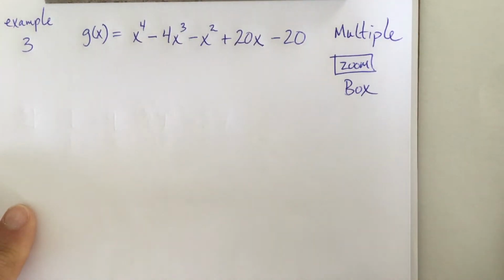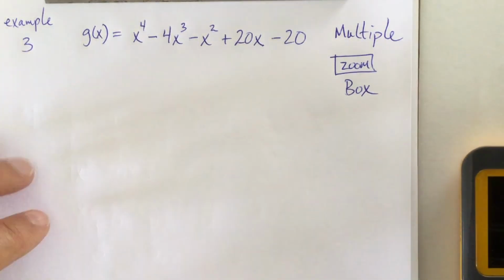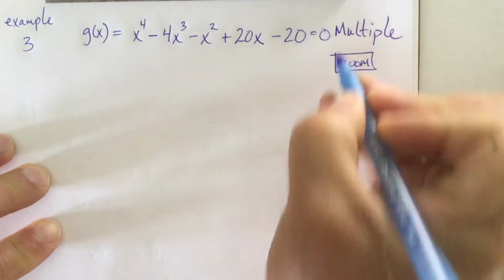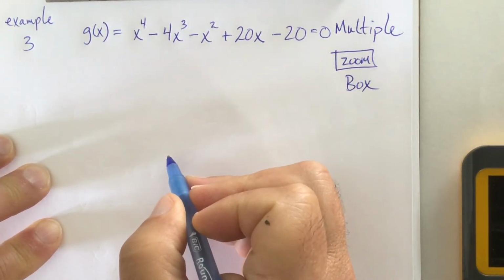Multiple zoom boxing. All right, so this is what I want you to get from this. First things first, it's in the right order. Everything's legit. I'm going to set it equal to 0 because technically that is what I'm supposed to do.